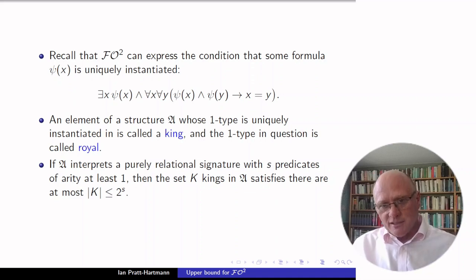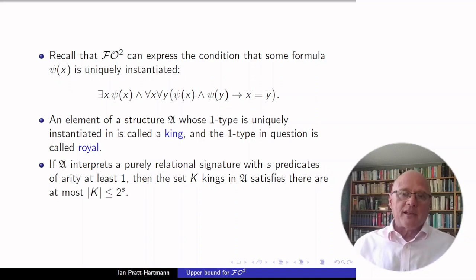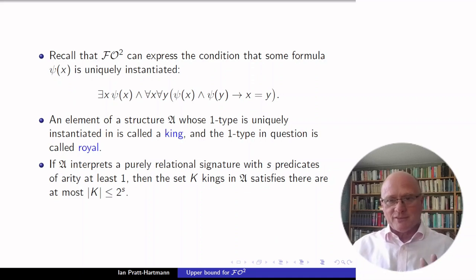Note that whether a one-type is royal or not depends on the structure. So you can't talk about a one-type as being royal absolutely. It's always royal with respect to some fixed structure. If I've got a structure in mind, some one-types will be royal, others won't be.